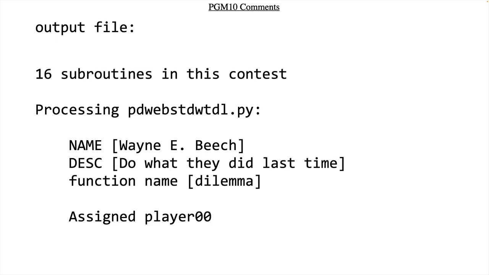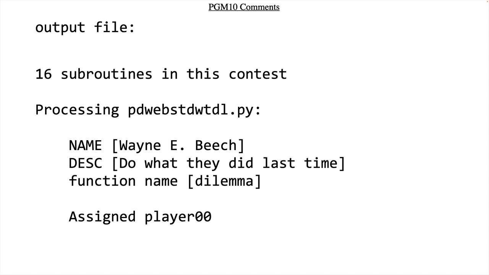Now let's go through and look at the output file. The very first thing my code does is go and look in my Prisoner's Dilemma folder where I run the contest. It gets all the files that start with PD, and in this case it says there were 16 of those, and then it goes through and processes each of those 16.